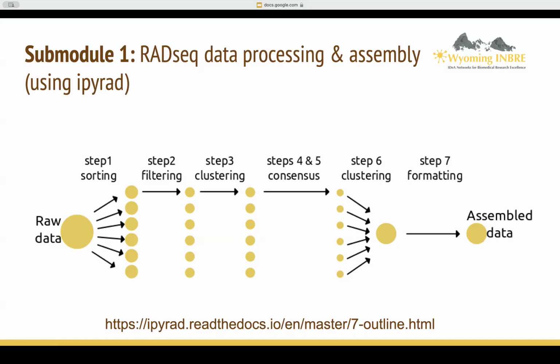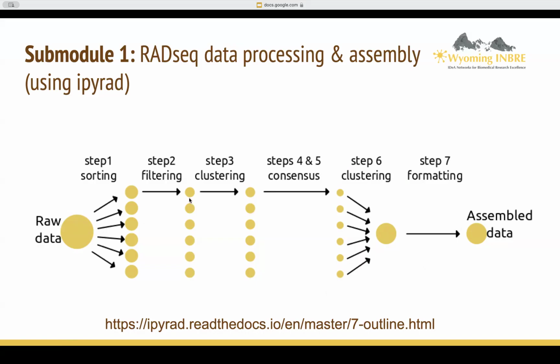Ipyrad works in 7 main steps, each of which can be run independently. We're going to walk through these steps just to see how the system handles our raw data all the way to our analysis-ready assembled data set.